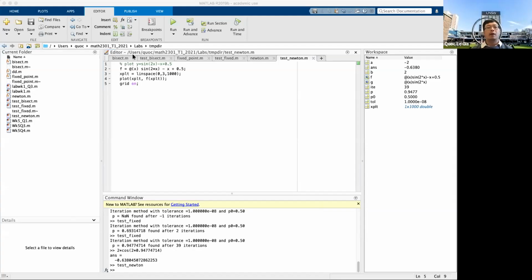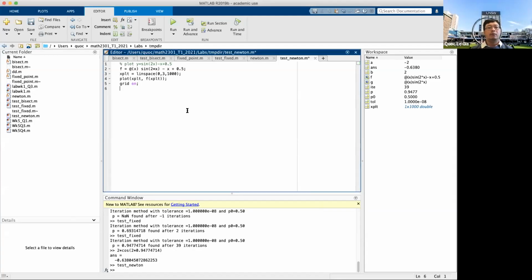So now I want to find the zero using Newton method. So this is question 1. This is question 2 here. So now the tolerance is 1e minus 8, as before, so 10 to the minus 8. And then the initial guess is 1.5.